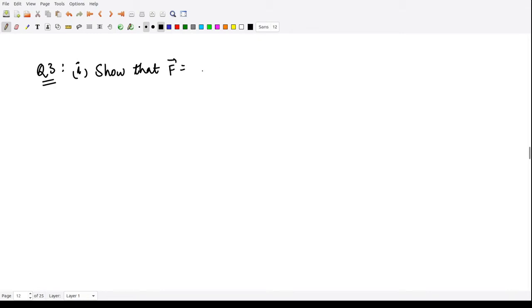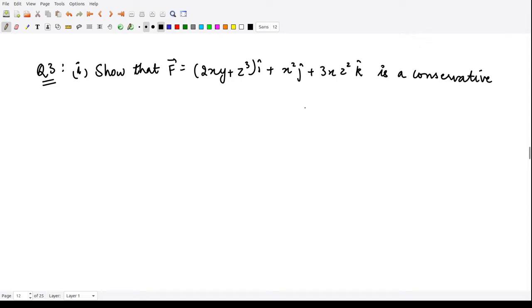vector F, which is equal to (2xy plus z cube) i cap plus x square j cap plus 3xz square k cap, is a conservative field. So this is the first part. You know what to do for this. You have to take the curl of the vector, and if that comes out to be 0, that becomes your conservative force field. In the next step, you are to calculate the scalar potential.